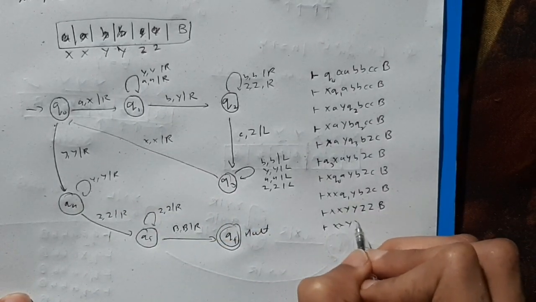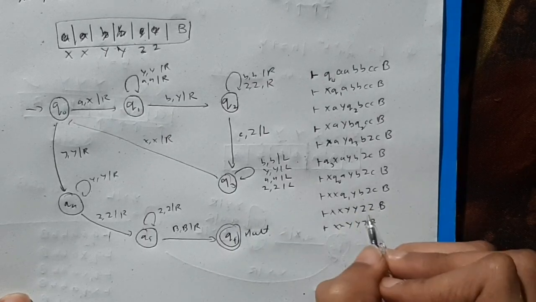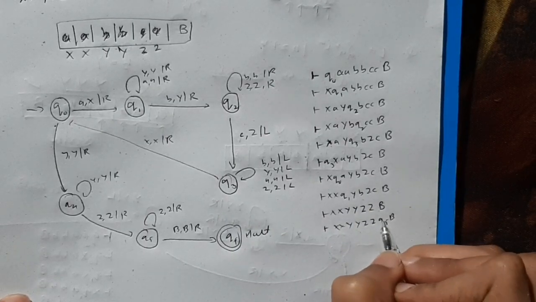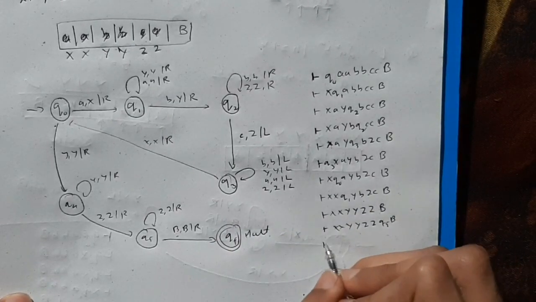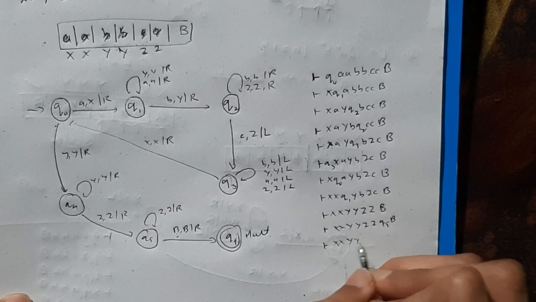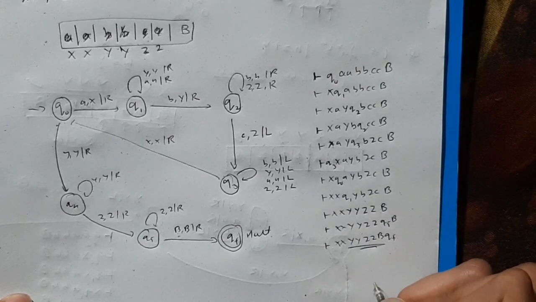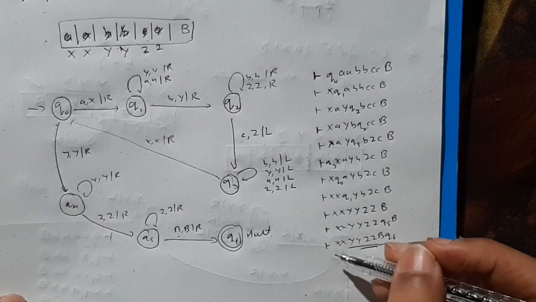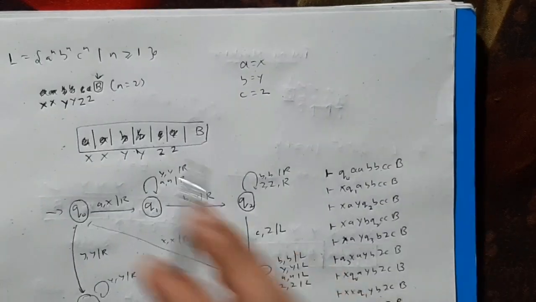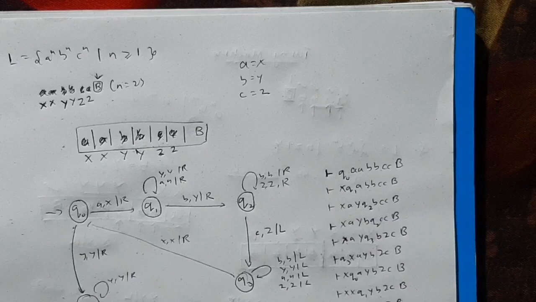X, X, Y, Y, Z, Z. After that, I'll be in Q5, B, Q5 on B. I'll reach the final state QF. Okay, and it's right. So what I'll write is B here and QF here. Okay. So this is all for the second question, which is A power n, B power n, and C power n.